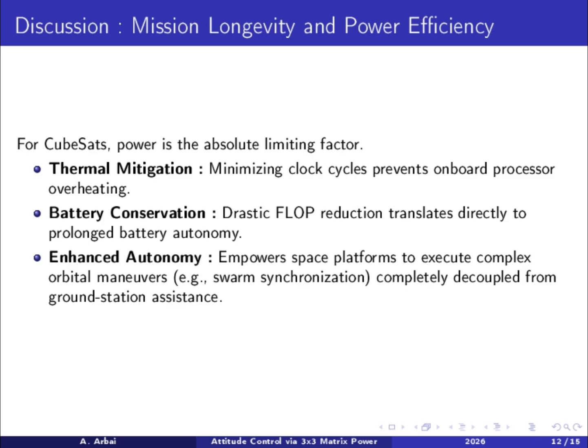In practical terms, for CubeSats, power is the absolute limiting factor. Minimizing clock cycles prevents the onboard processor from overheating and directly translates to prolonged battery autonomy. These ultimately empower satellites to execute complex maneuvers completely decoupled from ground station assistance.